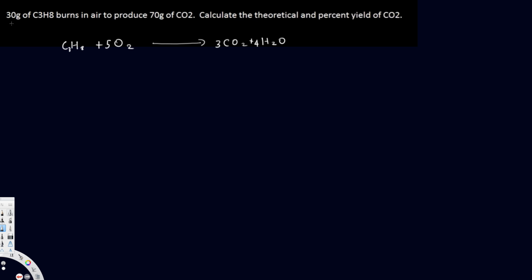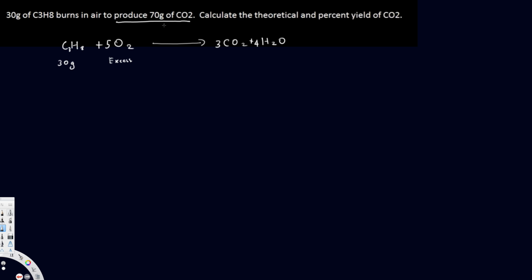So they are giving that 30 gram of C3H8 burns in the air. So 30 gram of C3H8, this is the limiting reagent, and oxygen is going to be in excess, right? So we are always going to take the limiting reactant, and then we have 3 CO2, and here they are saying it produces 70 gram of CO2. So we are trying to calculate the theoretical and percentage yields, right?